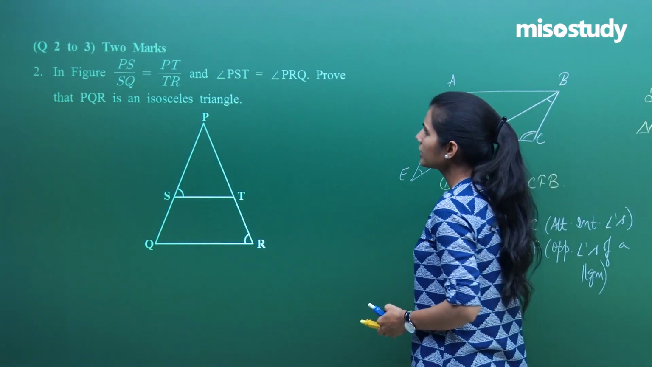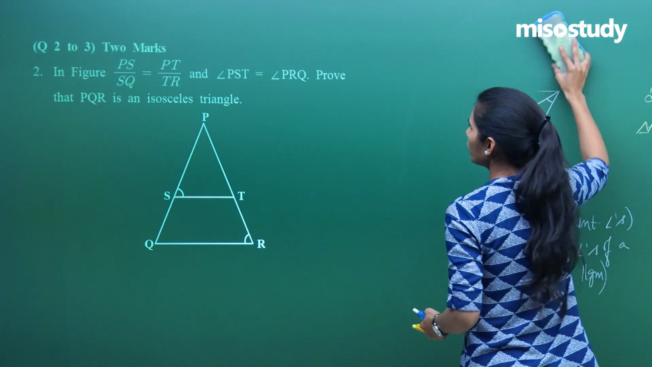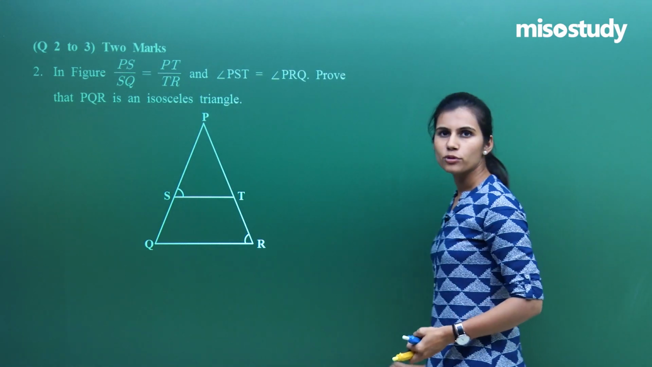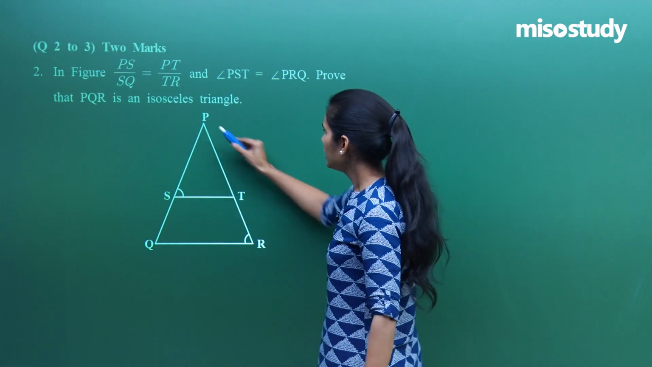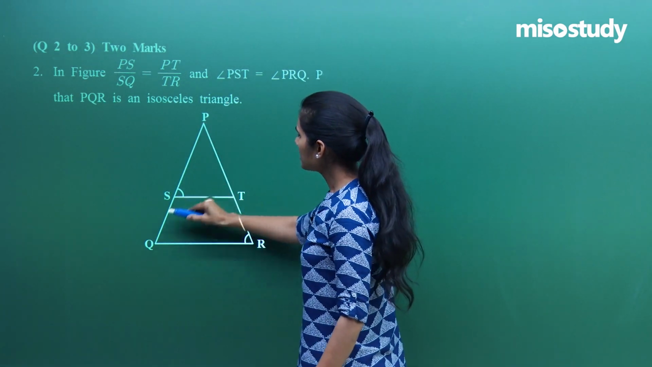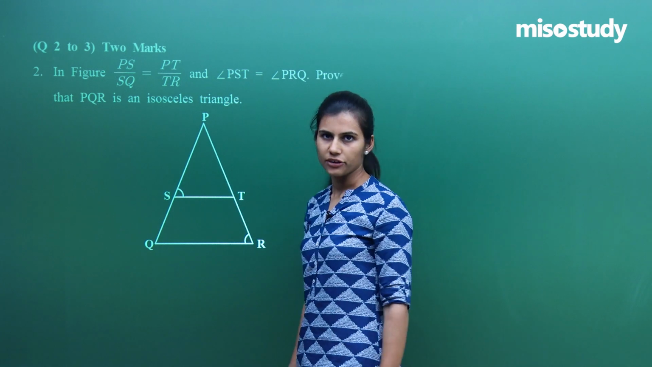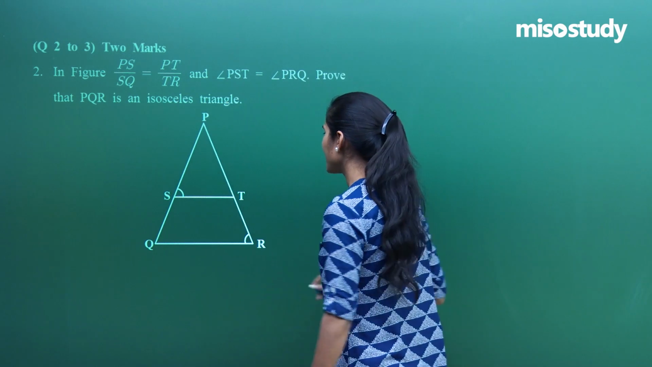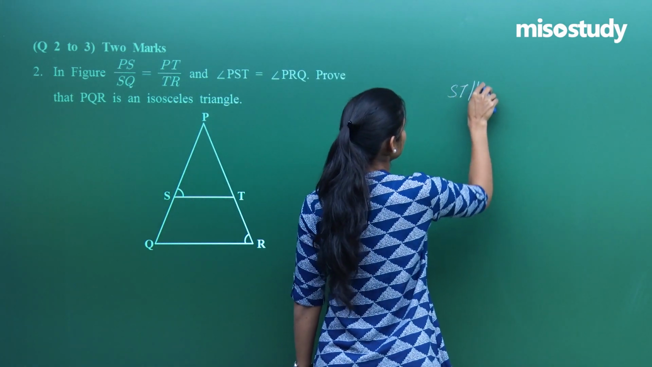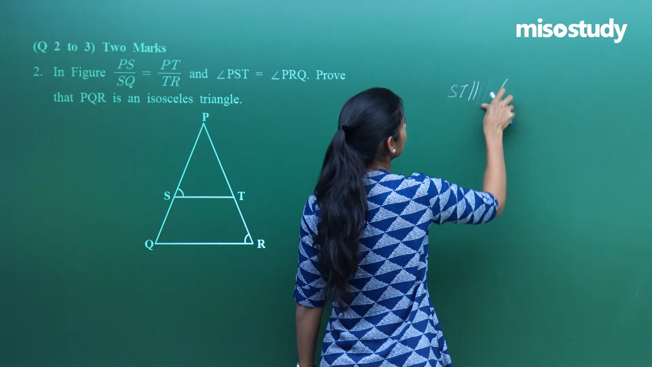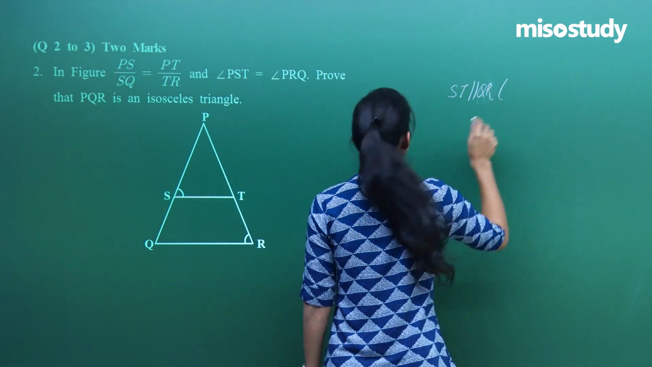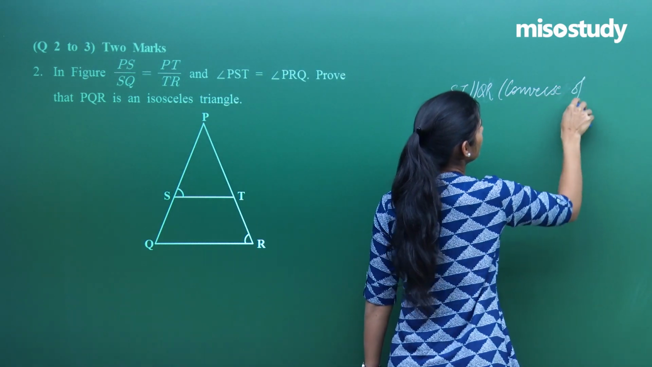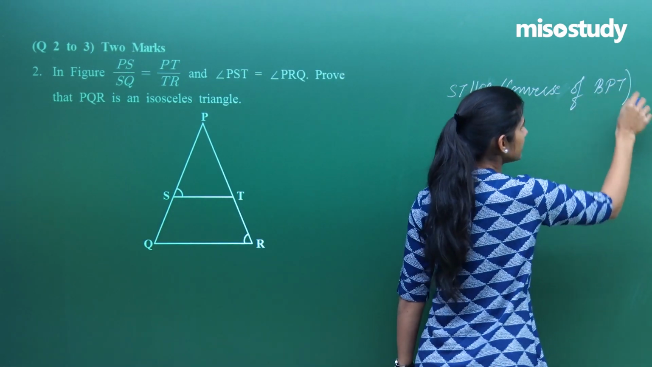Then we have this figure given. It says that PS upon SQ is equal to PT upon TR. Now please try to remember your basic proportionality theorem or the Thales theorem. You have a triangle, PS upon SQ is equal to PT upon TR. So by converse of the basic proportionality theorem, I will have ST is parallel to QR, by the converse of the basic proportionality theorem.